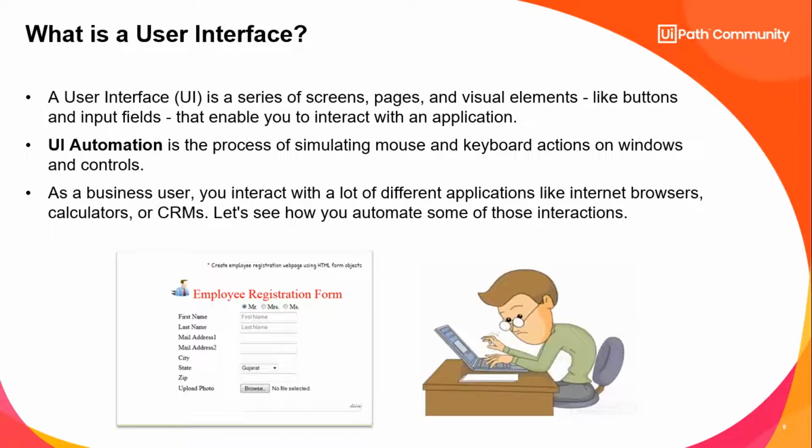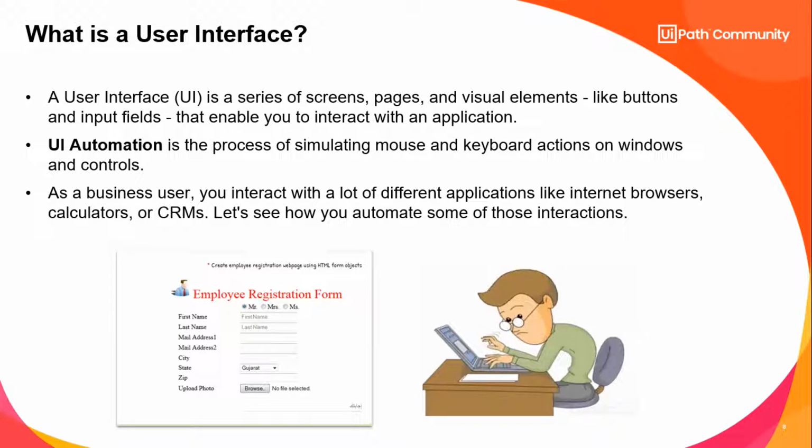Now, what is UI automation then? UI automation is the process of simulating mouse and keyboard actions on windows and controls. As you can see in this small GIF as well, you can assume this as Ricky. Ricky is doing the UI-related work in his day-to-day life. He's interacting with lots of applications through mouse clicks and keyboard typing, which we do a lot in day-to-day life. These can be easily simulated by software robots or RPA tools. So this is what UI automation is all about.